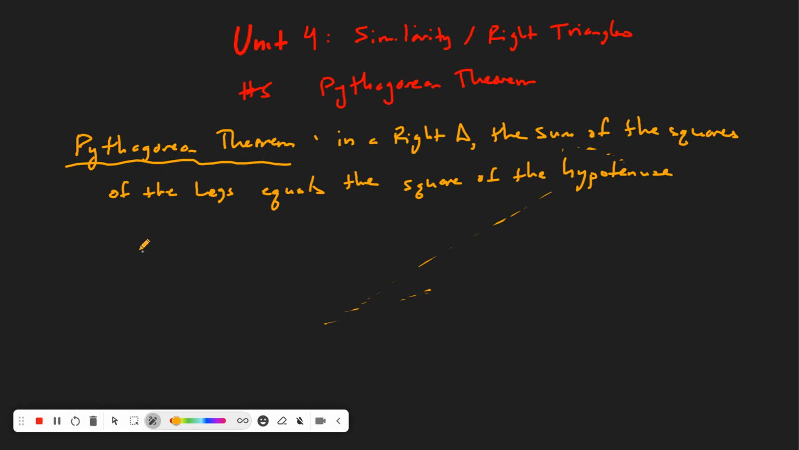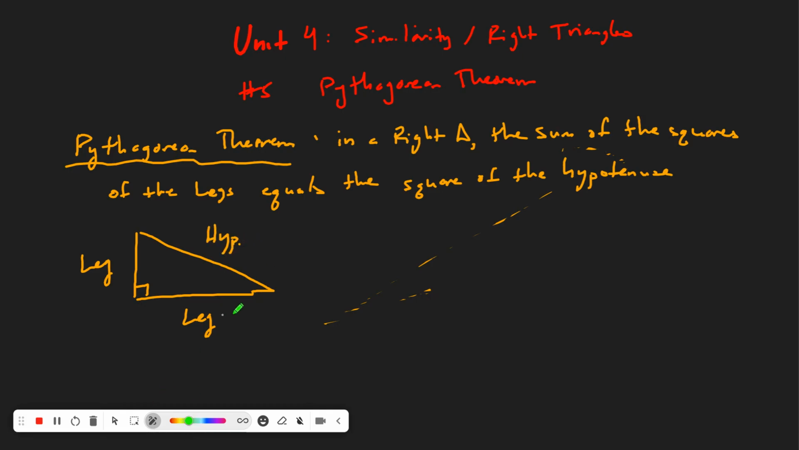Okay, so if I have a right triangle, and we talked about this back in Unit 2, right? And there's the right angle. Well, you have 3 sides. You have 2 legs. Those legs make the right angle, so they're the 2 sides that are perpendicular here and here. And then you have a side, the longest one, opposite the right angle. We call this the hypotenuse.